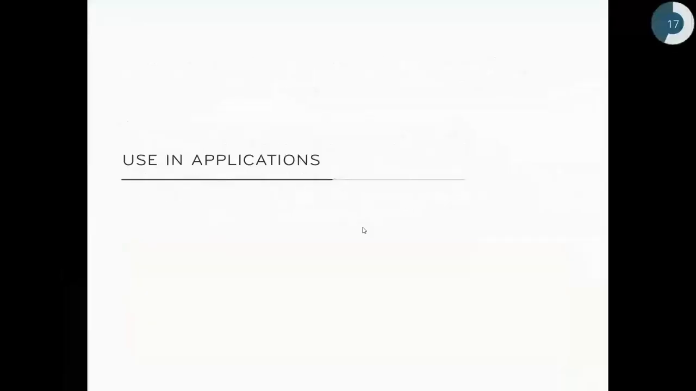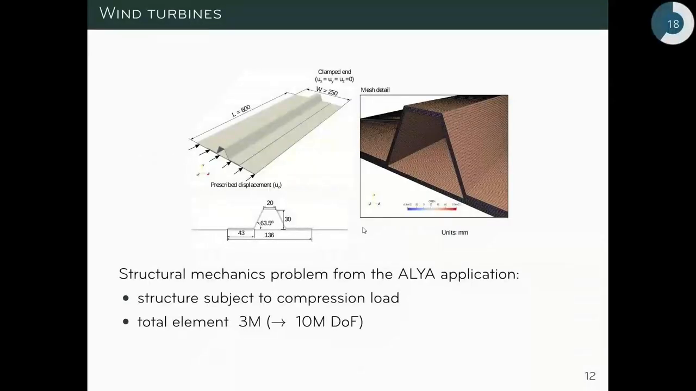Now let's see how these block low rank techniques perform in some applications, and namely here I'm going to focus on applications that are provided by our partners in the EoCoE project. The first application is provided by friends from the ALYA application that Massimo also talked about in the previous presentation. ALYA is an application which is used to design wind farms and also wind turbines. In this case, what we are interested in is a structural mechanics problem where we want to design a wind turbine blade. And we are interested in measuring how much pressure this blade can sustain before it breaks. And so these are a few details of the model, which leads to a problem which has 10 million degrees of freedom.